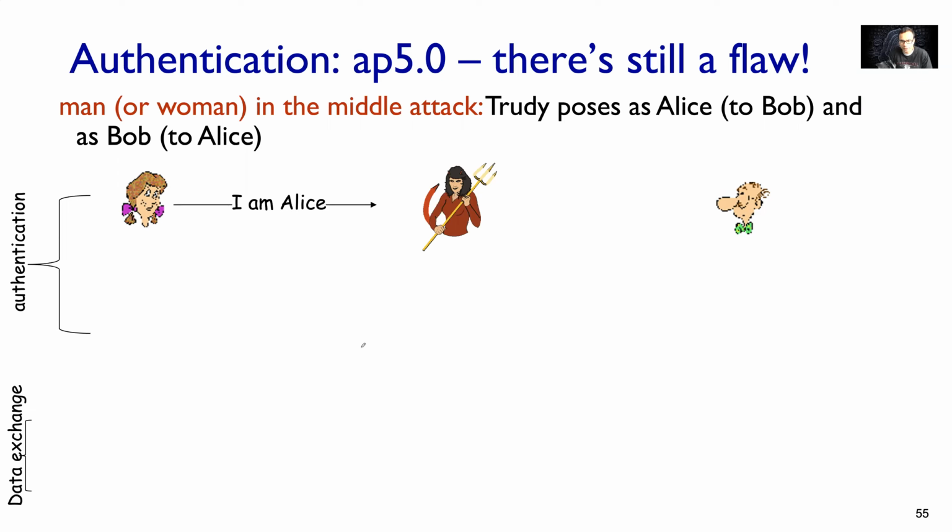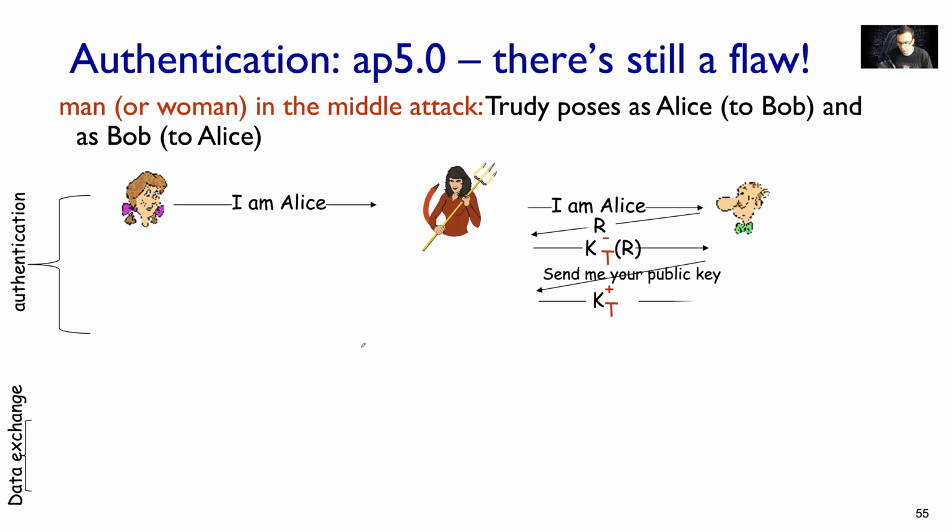Now Trudy has surreptitiously inserted herself in the middle. Remember, that's perfectly possible. So Trudy plays back that same message saying, I'm Alice. Bob sends her back a nonce, as was discussed. Now notice what Trudy is doing. Trudy is encrypting this message with her private key, not Alice's private key, of course, because she doesn't have Alice's private key, and then sending it to Bob. Bob is still thinking he's communicating with Alice. Remember, this is happening over the internet, so Bob cannot actually see that this is Trudy.